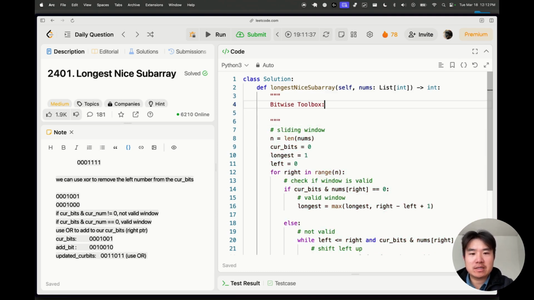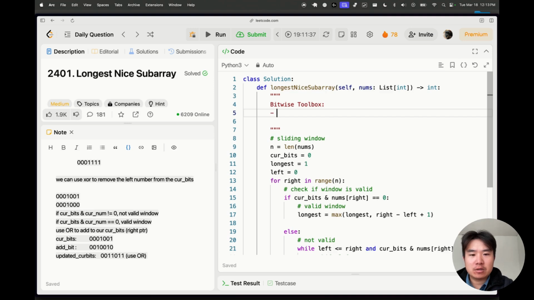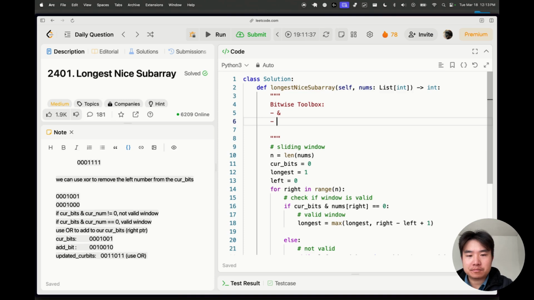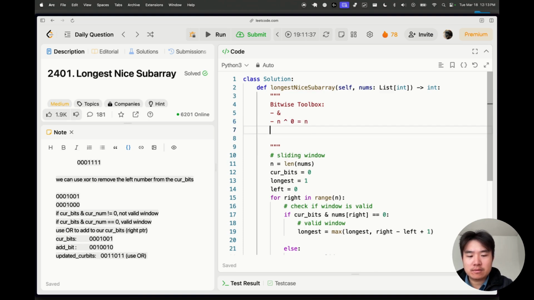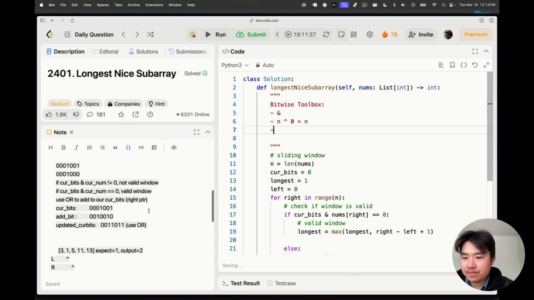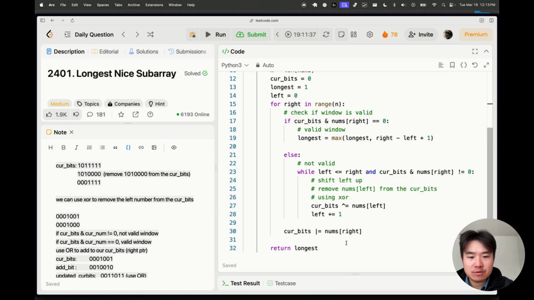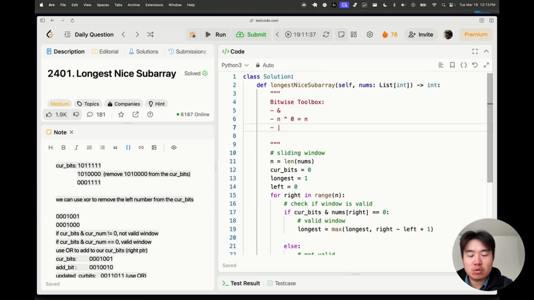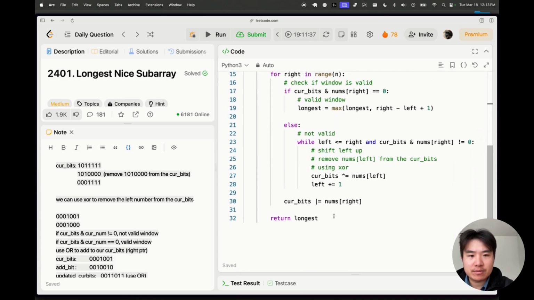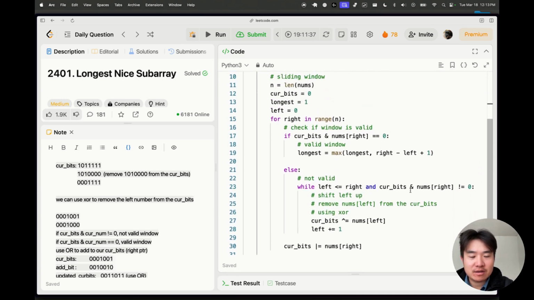So I guess a summary of this problem, there's a couple like, I'll call it like bitwise toolbox things that hopefully I will retain. One of them is obviously like the AND. Another property is like n XOR 0 just gives us n. And that was good to remove the left, right? We could use the XOR to remove the left. And then we could also use OR to just bring over the right. And then we use AND to check.